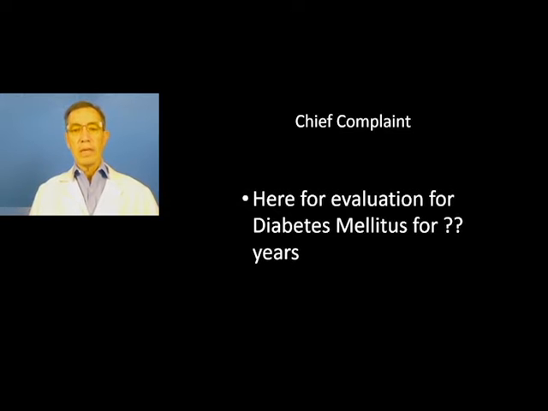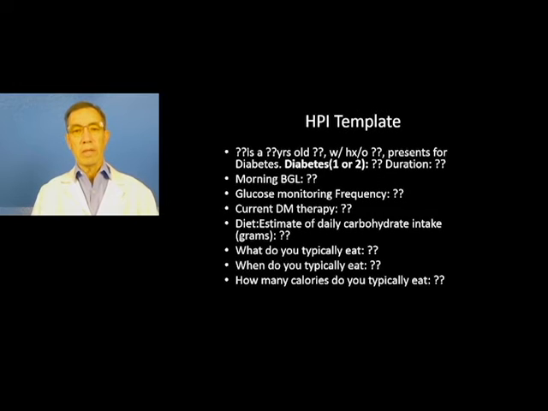In the chief complaint, the typical statement might be here for evaluation of diabetes mellitus for how many years, weeks, months. In the history of the present illness, a typical template might say that the patient is a so-and-so years old male or female with a history of, and then you put down their previous medical problems. Presents for diabetes. The diabetes is type 1 or type 2.